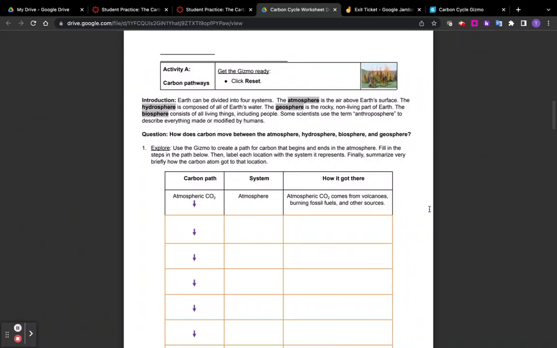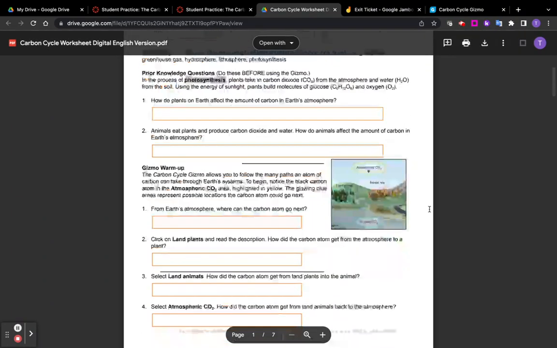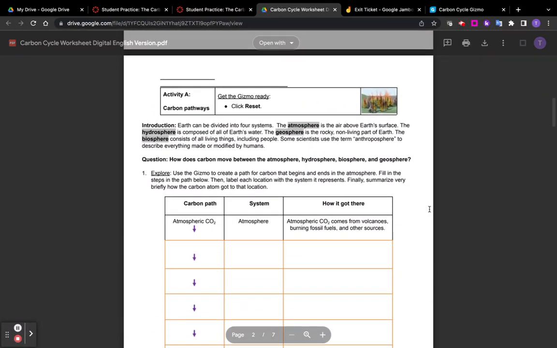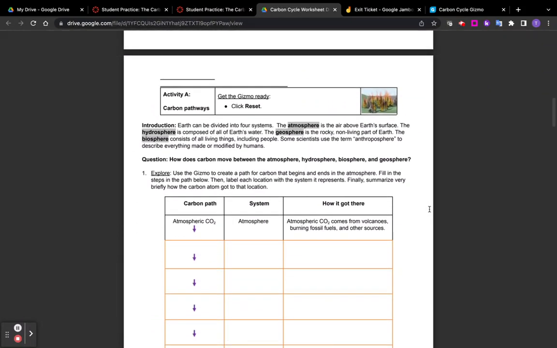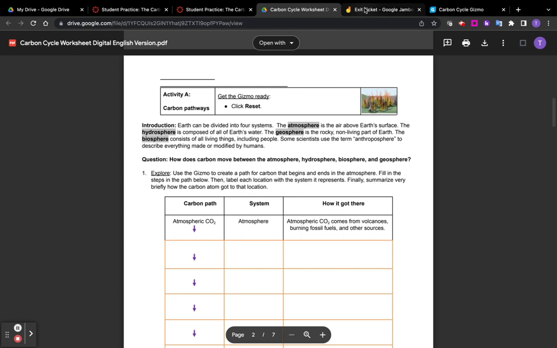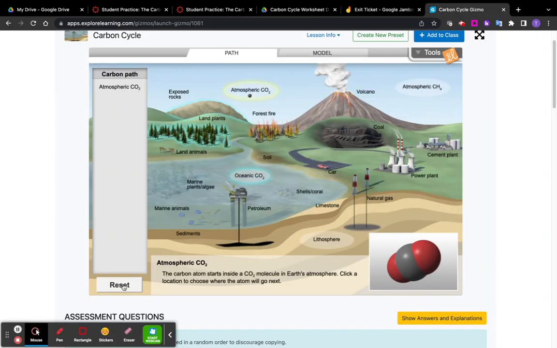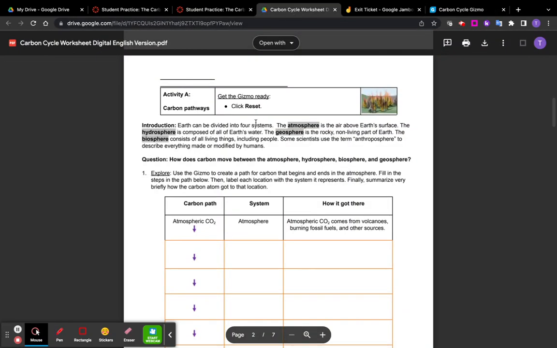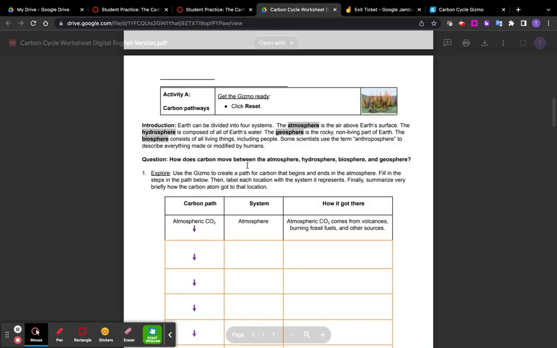This video will help you with the carbon cycle gizmo, but we're going to do activity A. If you just finished the warm-up, remember to click the reset button right here, because I want you to start anew. Now, it's telling us that the Earth can be divided into different systems: the atmosphere, hydrosphere, geosphere, and biosphere. It explains what those are, so read that carefully.